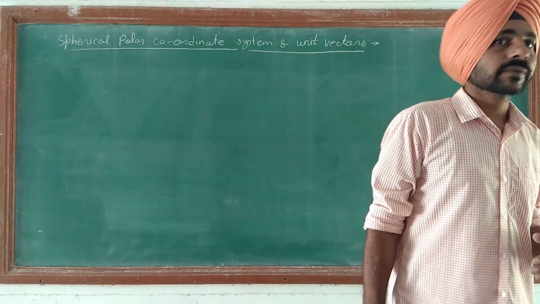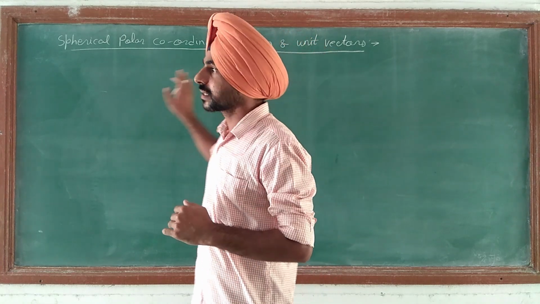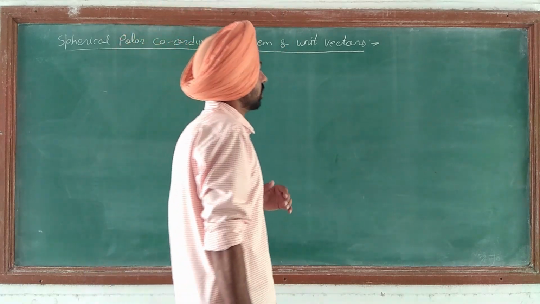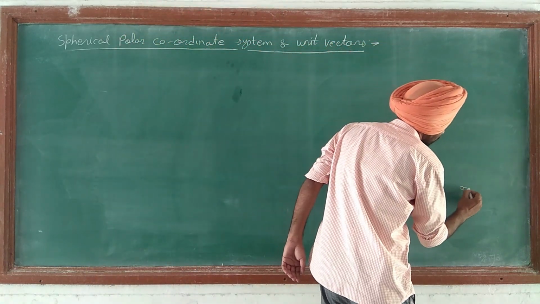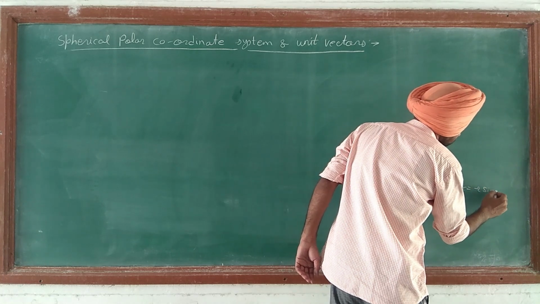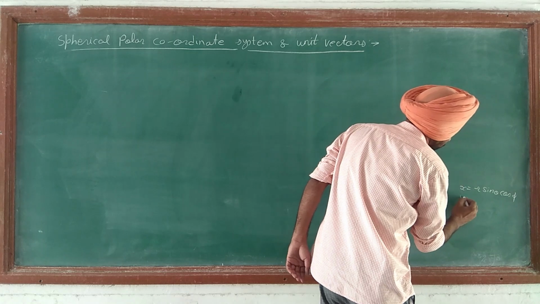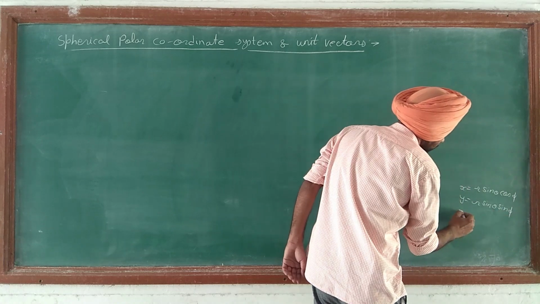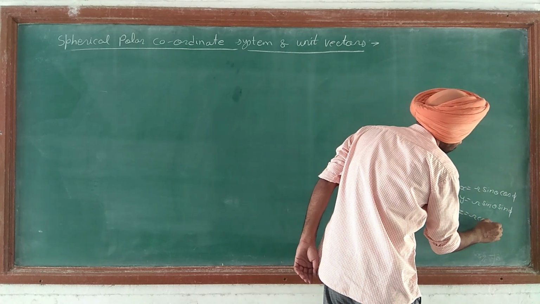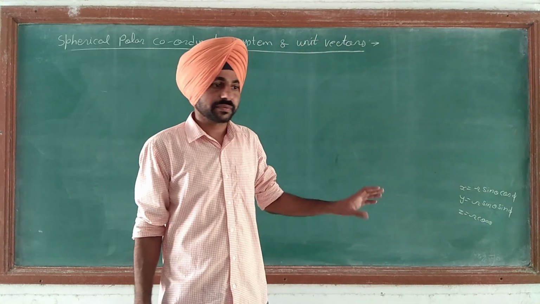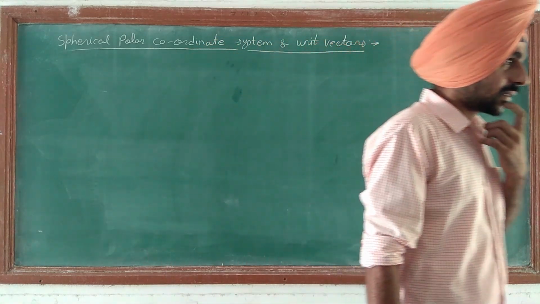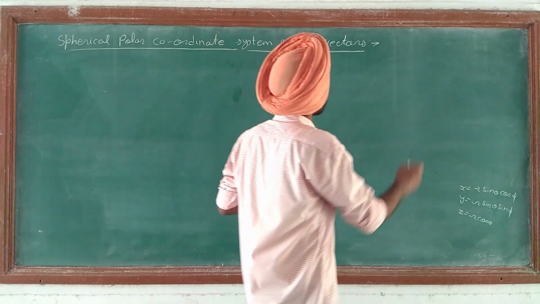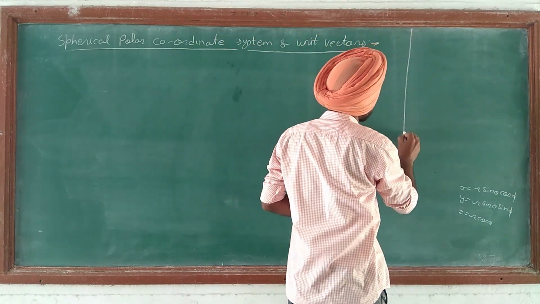In our previous lecture we had studied the spherical polar coordinate system and the relation between the Cartesian coordinate system and spherical polar coordinate system, that is we had already derived x equal to r sin theta cos phi, y equal to r sin theta sin phi and z equal to r cos theta. These relations are already derived in our previous lecture. You can check in the description. So now we will find out the unit vectors in the spherical polar coordinate system.